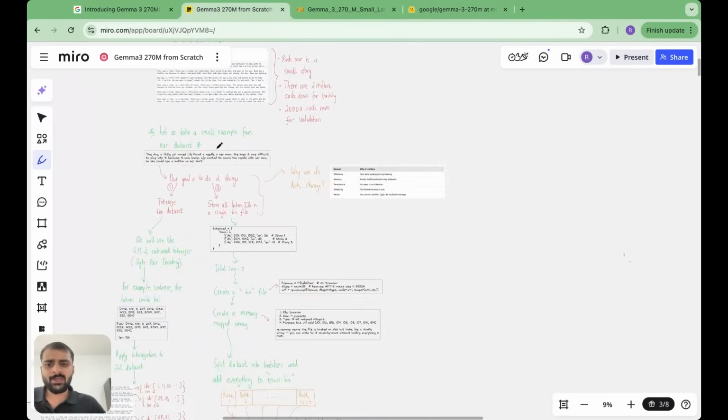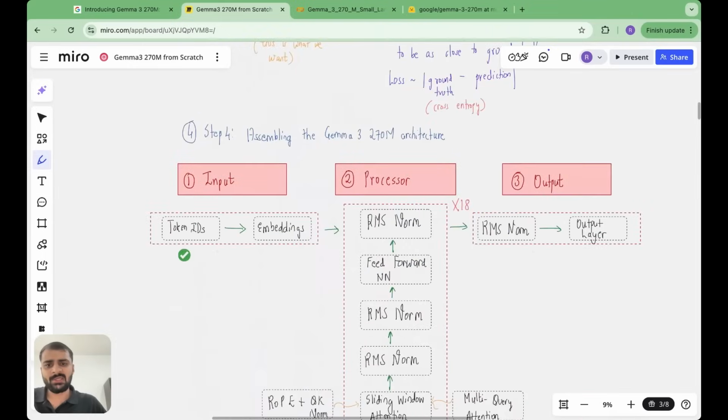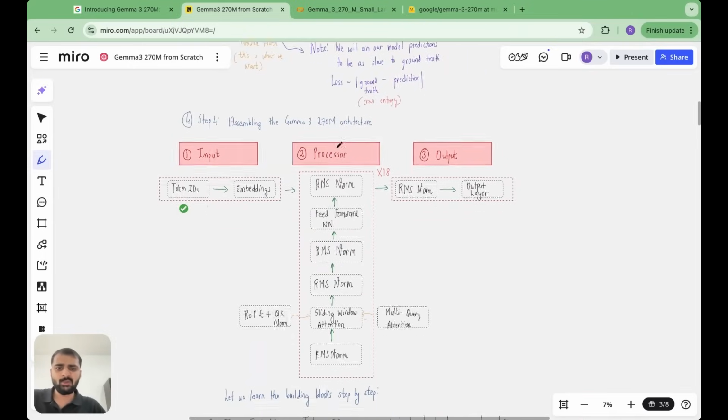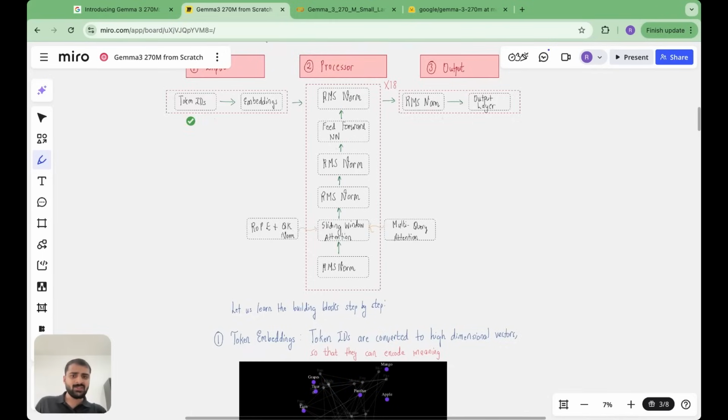So this tutorial is going to get highly detailed. I am going to walk you through every piece of the puzzle here. You can see here how I have assembled the Gemma 3 270 million architecture. I am going to explain the building blocks of the architecture itself.